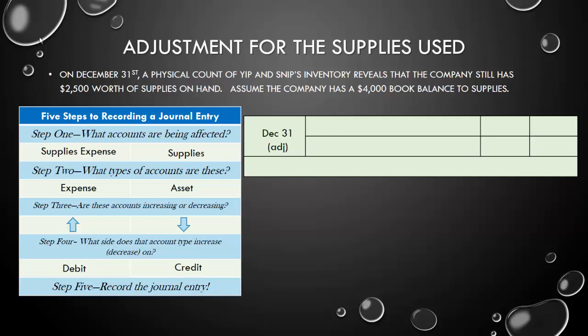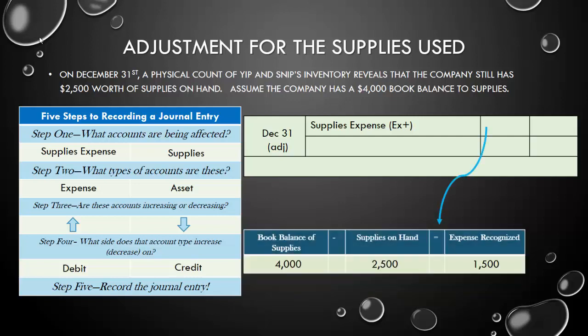So the adjusting entry to record Snip's expenditure for supplies within the month of December is going to be a debit to supplies expense for the difference between what we had on the books and what our physical count revealed. 4,000 minus 2,500 means that they used $1,500 worth of supplies. So we're going to put that on the books. We're also going to decrease the value of our supplies by crediting that asset account for the same $1,500.